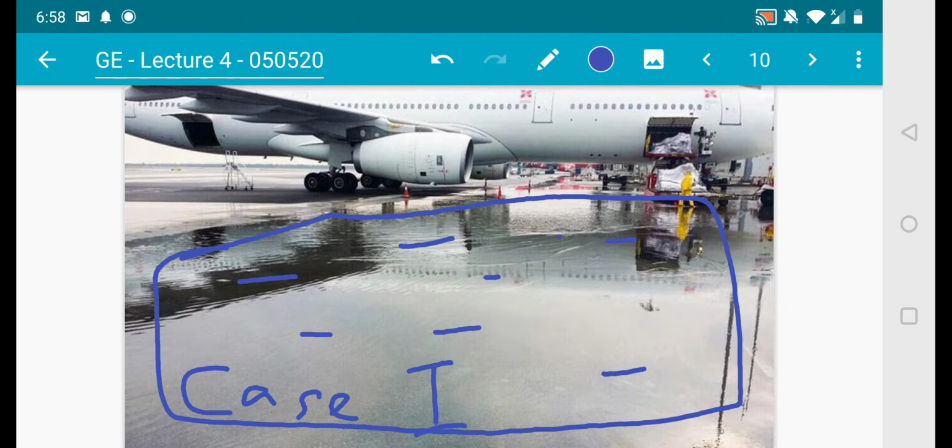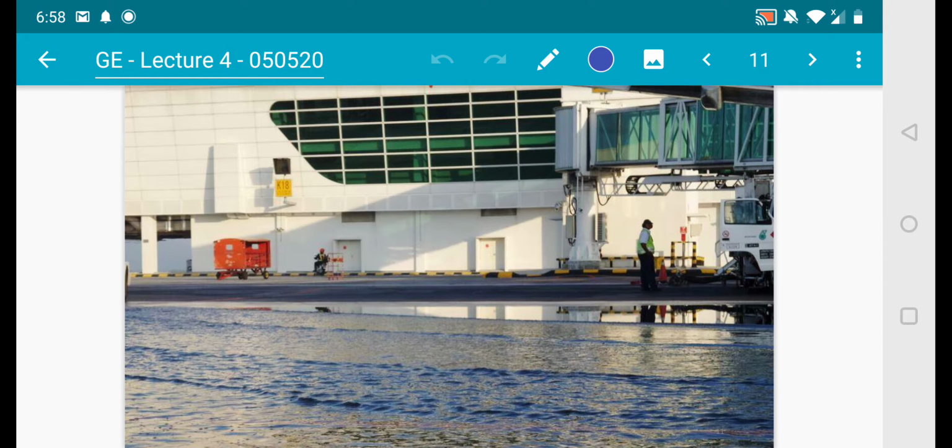Now let's look further into this case. Look at that. It's like waves from the sea. It has ripples as well. And this is an airport building.